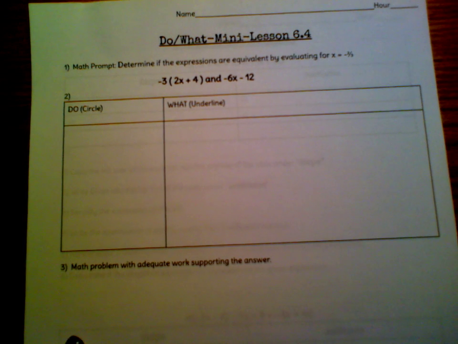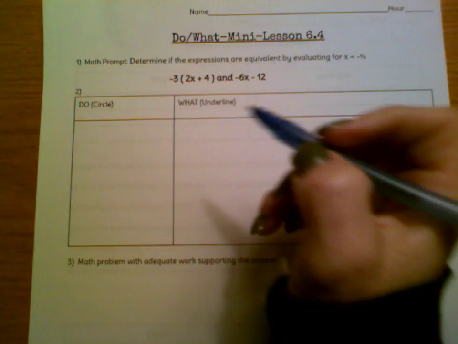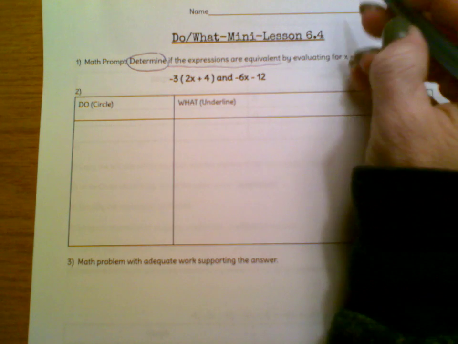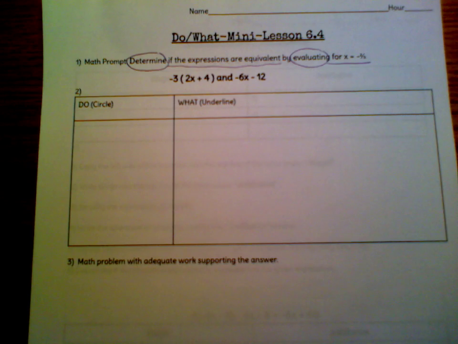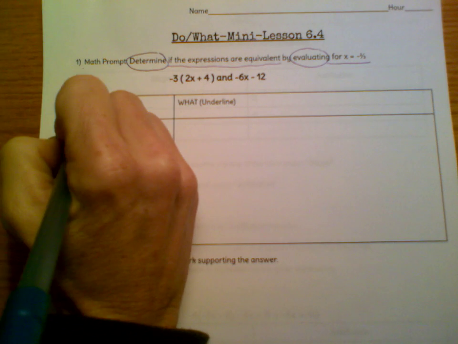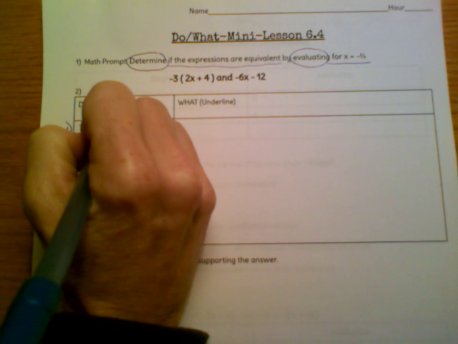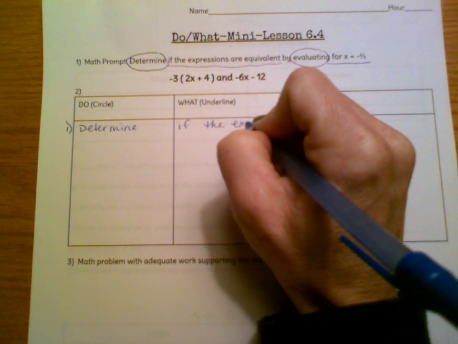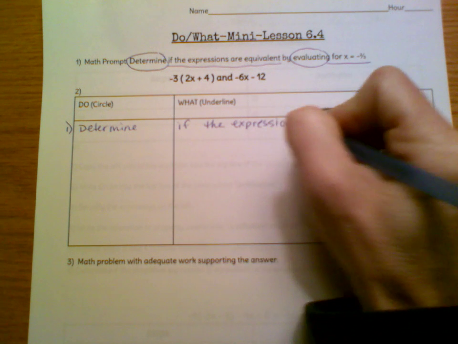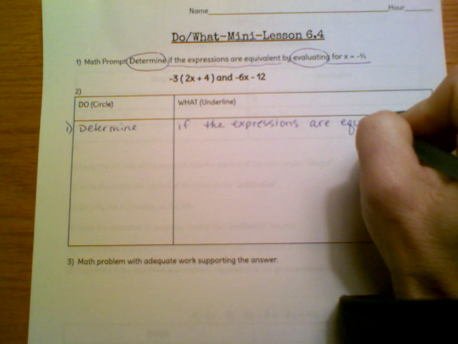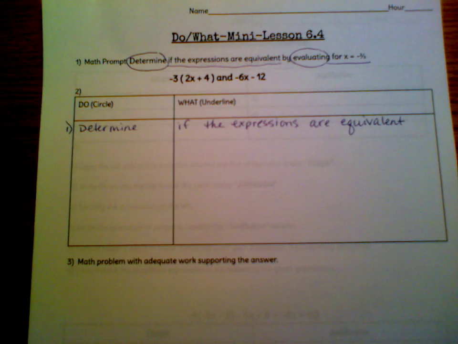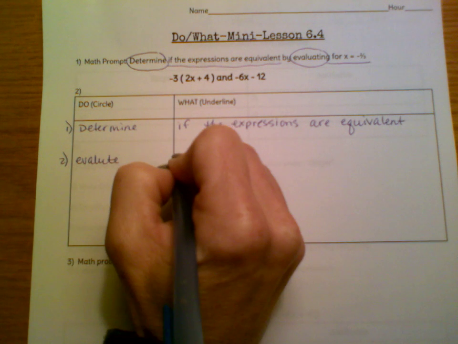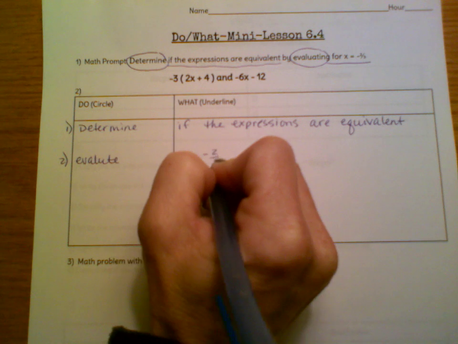This is lesson 6.4. So our math prompt says determine if the expressions are equivalent by evaluating for x equals negative 2/3. So what do I need to do first? I need to determine if the expressions are equivalent. And second, I need to evaluate for x equals negative 2/3.